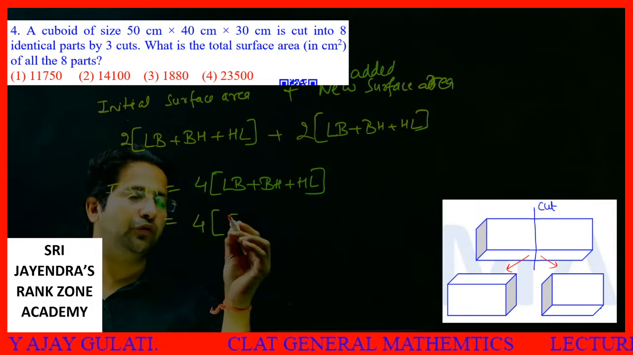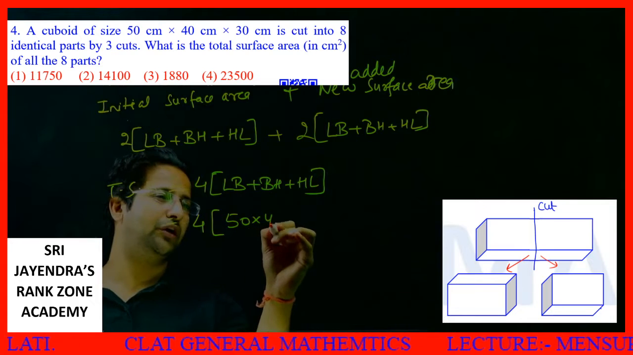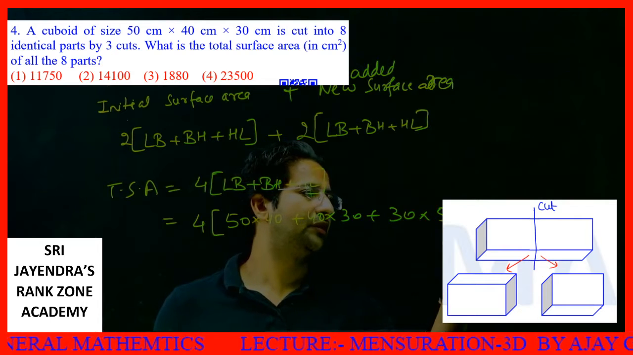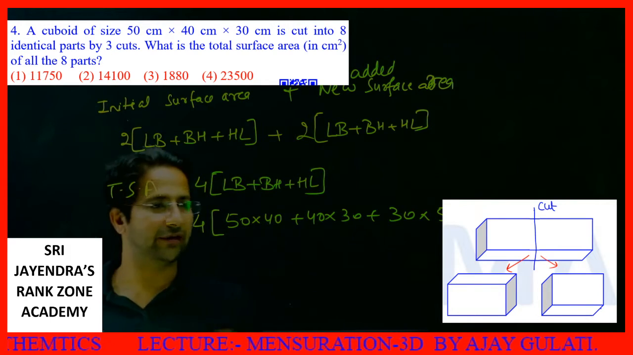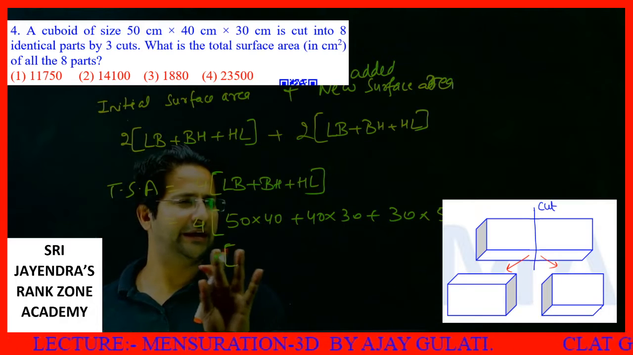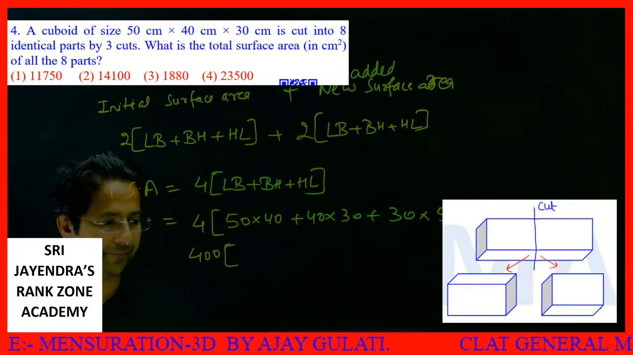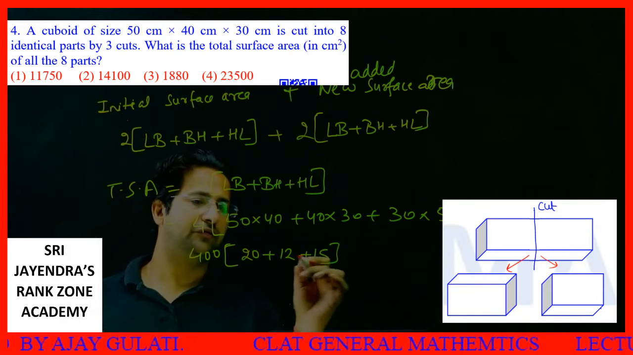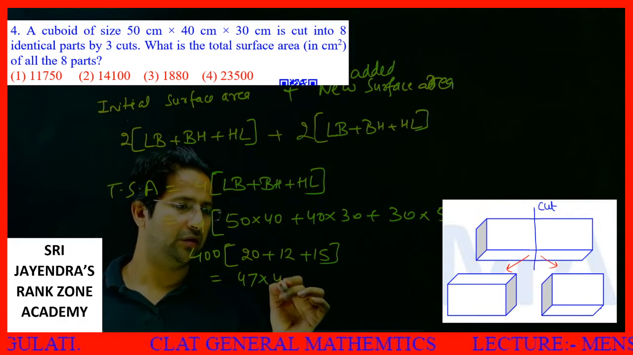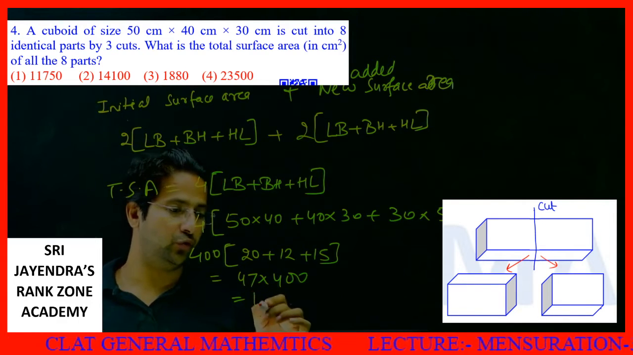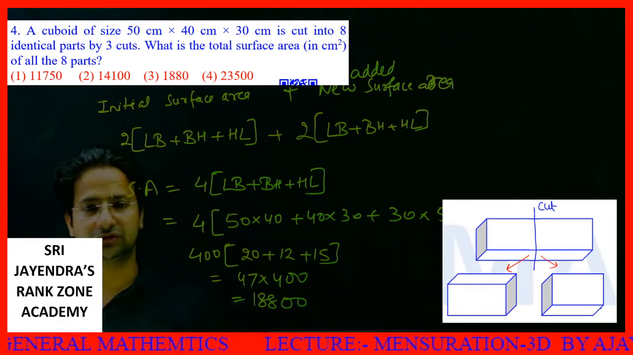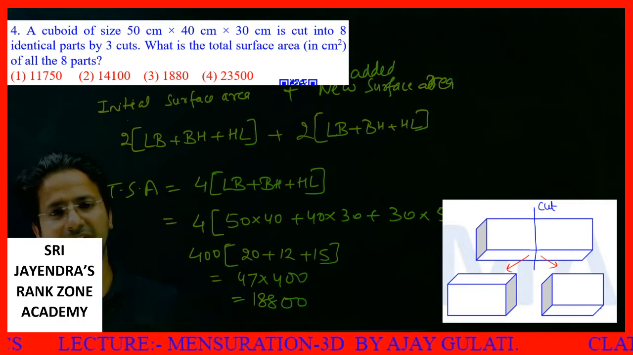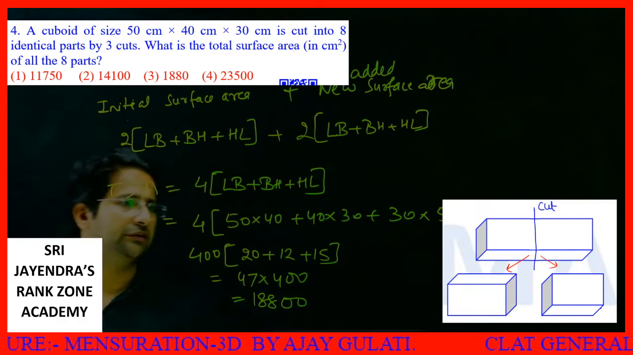4 times 50 into 40. We have done this thing. 50 into 40 plus 40 into 30 plus 30 into 50. Okay, so that way what do I get? 4, I take 2 zeros common, 400. Next thing, 5 into 4 is 20, 4 into 3 is 12, 3 into 5 is 15. This becomes 47 into 400. 94 into 2, 18800. Small typing mistakes, my dear students. Option number 3 is 18800. It must be clear to all of you.